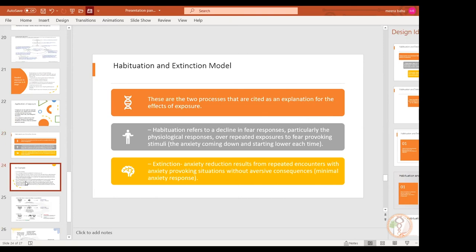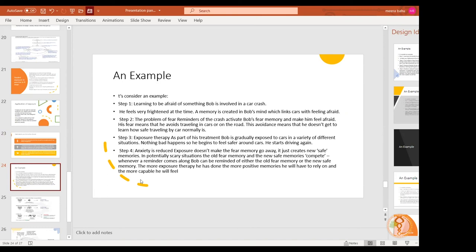So example one, let's say, learning to be afraid of something. Bob is involved in a car crash. He feels frightened at that time. A memory is created in the mind which links cars with feeling afraid. The problem is that reminders of the car crash activate Bob's fear memory and make him feel afraid. His fear means that he avoids traveling in cars or on the road. Because of this avoidance, he doesn't get to learn how safe traveling by car normally is. After the accident, it's not safe to travel in a car. That's the memory that's there.